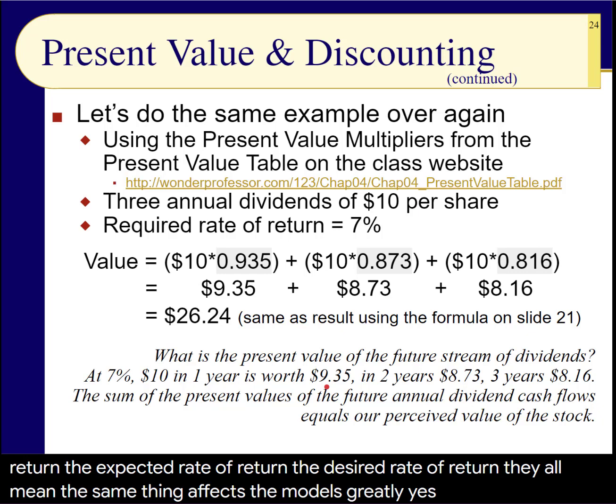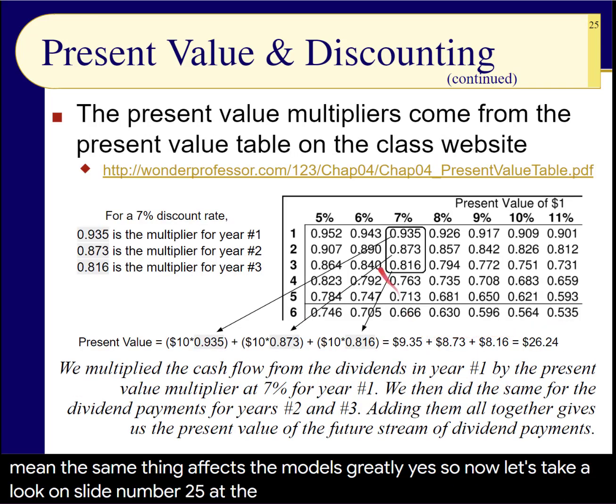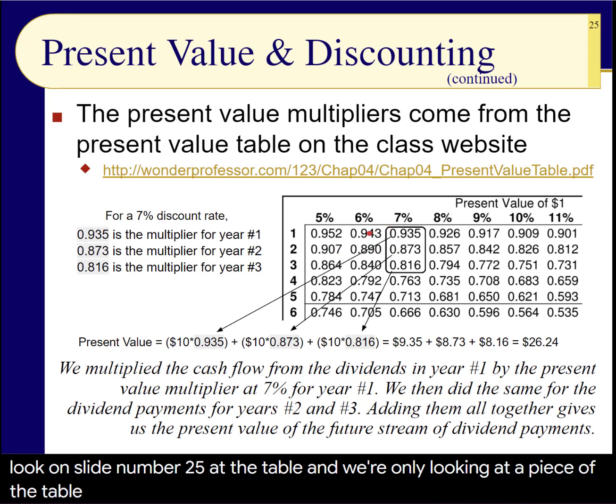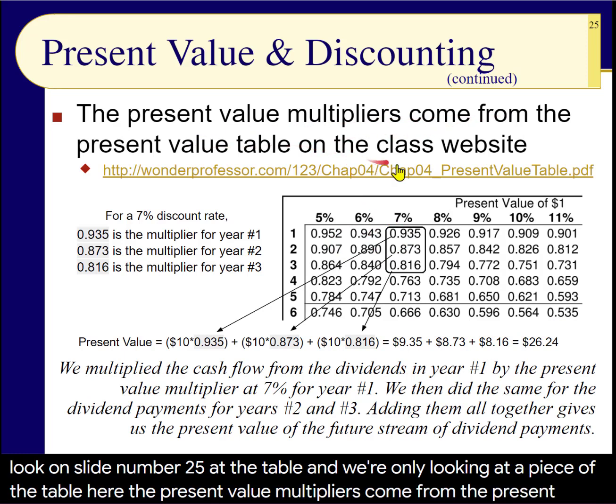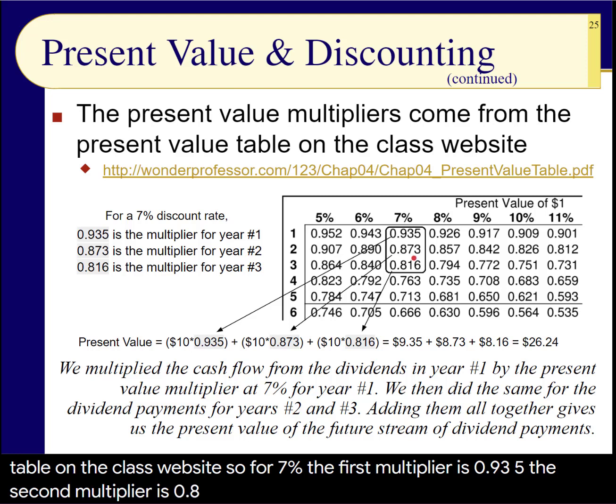Yes. So now let's take a look on slide number 25 at the table. And we're only looking at a piece of the table here. The present value multipliers come from the present value table on the class website. So for 7%, the first multiplier is 0.935. The second multiplier is 0.873. The third multiplier is 0.816.